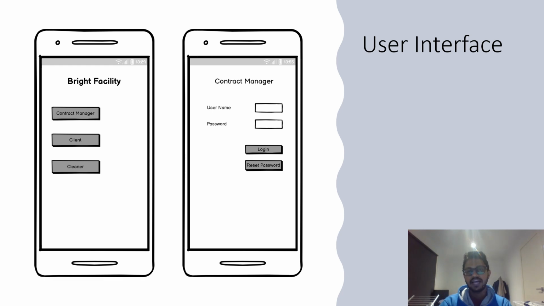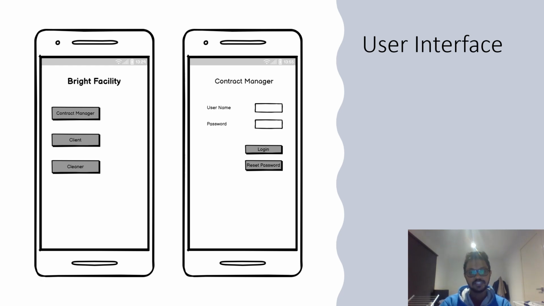In this slide, I have shown the user interface of the app that we are going to develop. In this first interface, you can see the three actors of our system: contract manager, client, and cleaner. Those are three buttons. When we touch one of the buttons, we move to the next interface, which is the login interface.